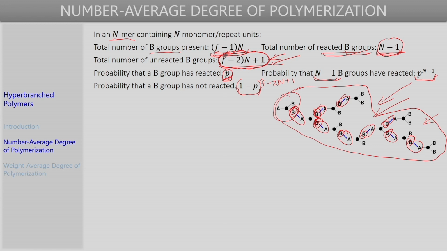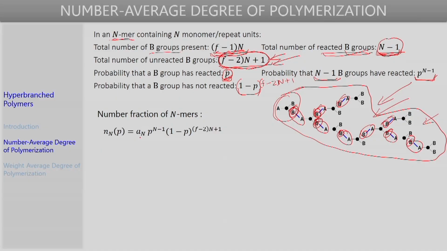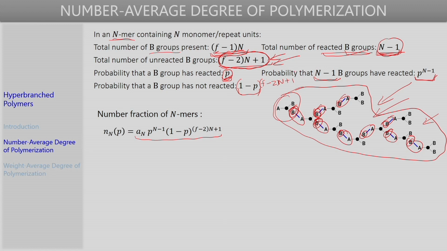So, if we take the product of these probabilities, that will give us a measure of the probability that an N-mer has formed in the reaction mixture, and this probability is simply equal to the number fraction of N-mers present in the reaction mixture. And this number fraction is equivalent to the mole fraction as well. So, for a certain polymer molecule having n number of monomer units, the probability that it has formed is given by this expression here, and that is equivalent to the number fraction of such n-mer polymeric molecules present in the entire reaction mixture, and it will also be equivalent to the mole fraction of these n-mers in the entire reaction mixture.